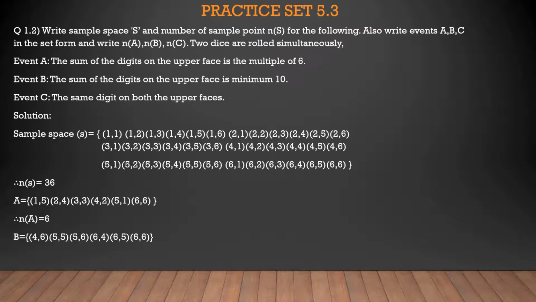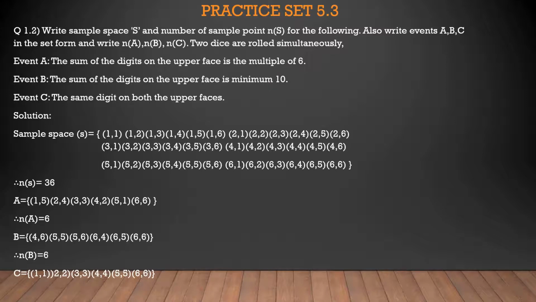For event B, the sum of the digits on the upper face is minimum 10. So we have taken (4,6) because 4 plus 6 is 10. We have taken (5,5) because 5 plus 5 is 10. We have taken (5,6) because 5 plus 6 is 11. We have taken (6,4) because 6 plus 4 is 10. We have taken (6,5) because 6 plus 5 is 11. And we have taken (6,6) because 6 plus 6 is 12. So total sample points in event B, n(B) = 6.